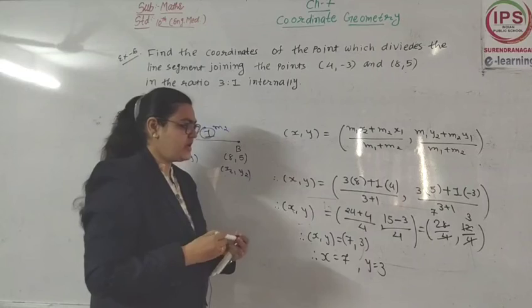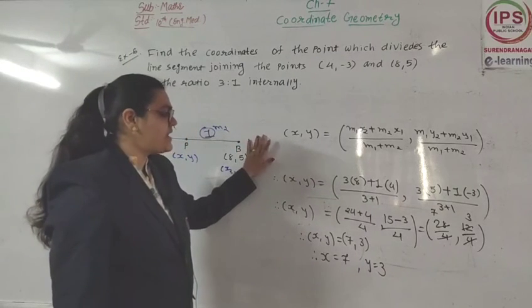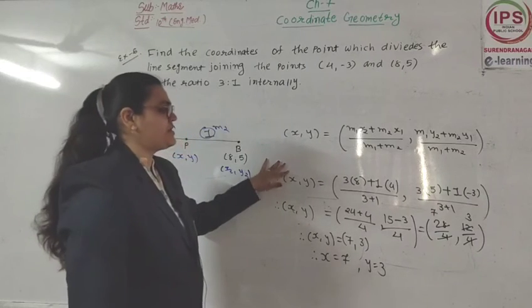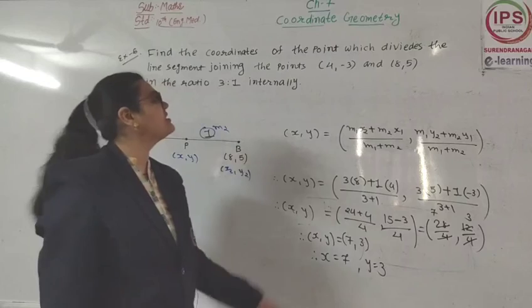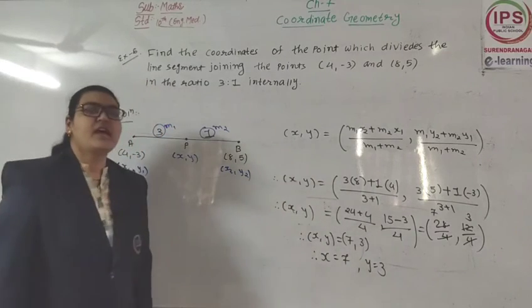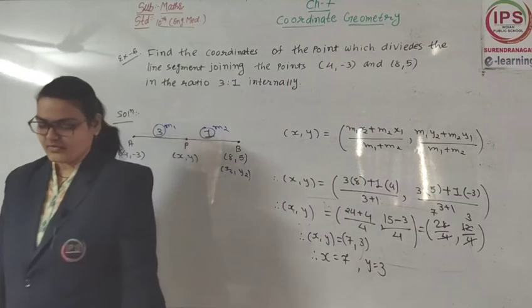And in this way we can use the section formula. You have to write the section formula, then you have to substitute all the values, and then you have to do simplification, and then you will get your answer. So this is the solution of example number 6. Clear? Okay. Any doubt? No. Note it down in your classwork book.